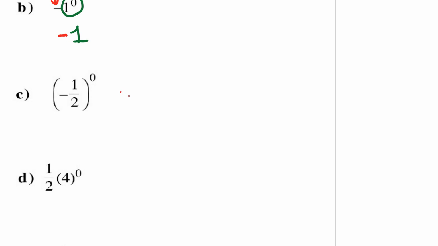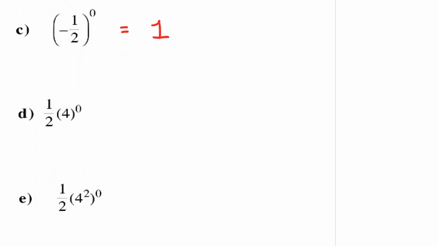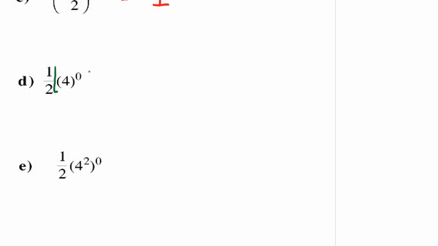And for letter C, anything to the power 0 is always going to be 1. And for letter D here, let me kind of box this, the brackets, right? So when you think about BEDMAS, we always do brackets first. So 4 to the power 0 is 1. And then you multiply by this coefficient of a half. So a half times 1 is just going to be a half.